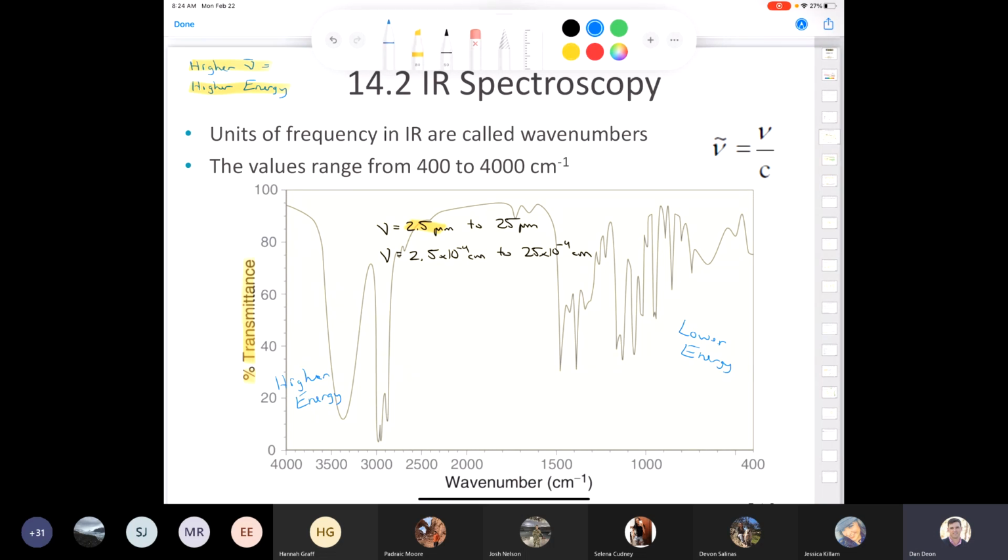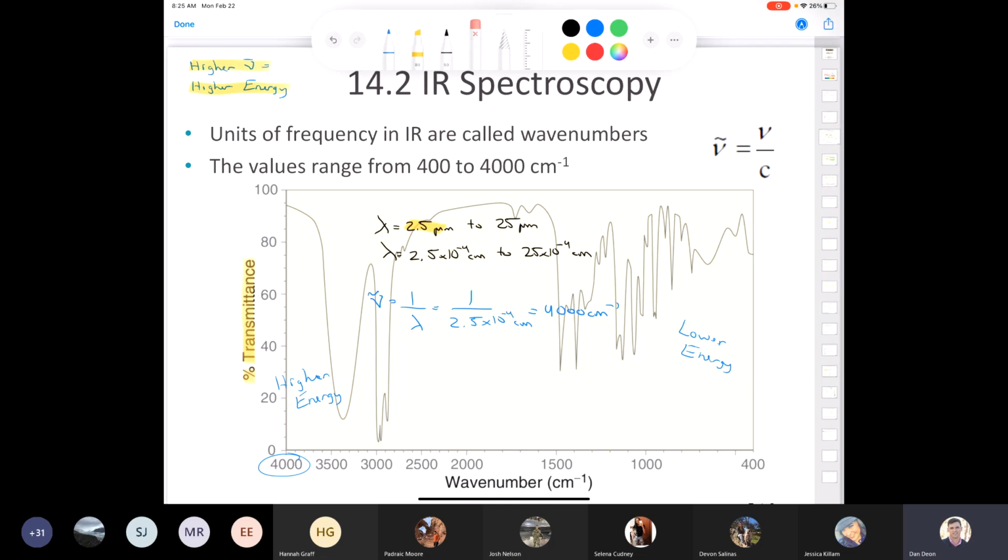Wave number, a faster formula for wave number is that wave number, which is just the nu with this little thing on top of it here, is equal to 1 over the wavelength. Sorry, my mistake, I should have put wavelength there. So here's our wavelengths of infrared radiation. So if I have 1 over 2.5 times 10 to the minus 4 centimeters, that gives me 4,000 centimeters to the minus 1. Okay, so we can see that our shortest wavelength, the highest energy, gives us a wave number of 4,000 reciprocal centimeters, or centimeters to the minus 1.